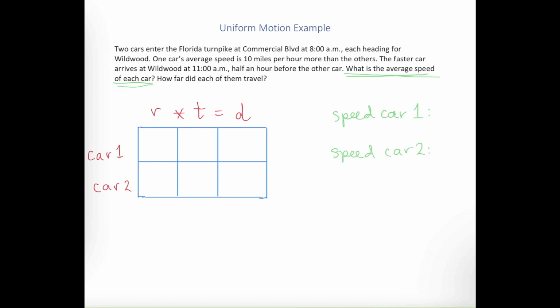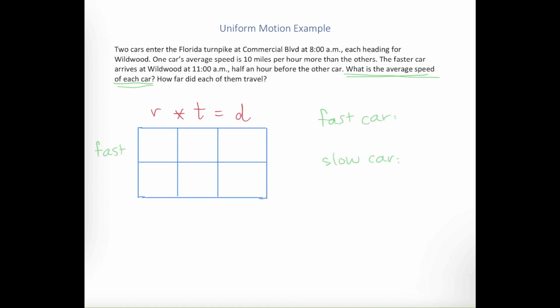Now, one of these unknown quantities is going to get the variable x. And one of these cars is faster than the other. So I'm changing my mind about calling them car 1 and car 2. Instead, we'll call them the fast car, because one of them is 10 miles an hour more, and the slower car. Car 1 and car 2 was pretty generic, so we can be a little more descriptive if we call one of them the fast one and one of them the slow one.